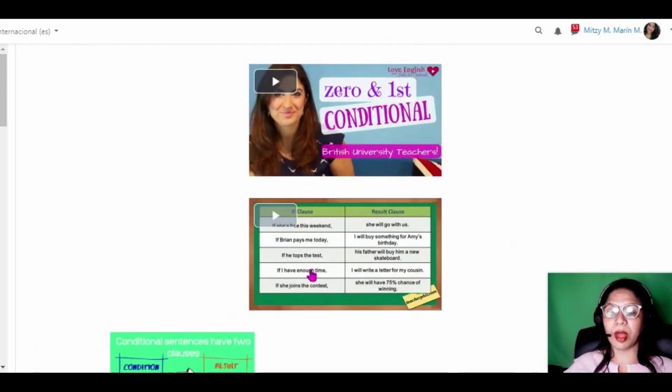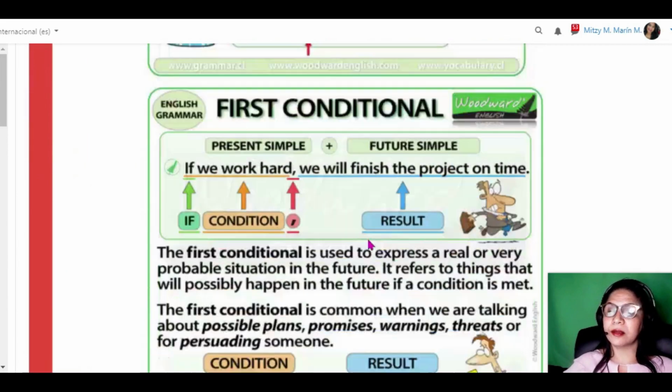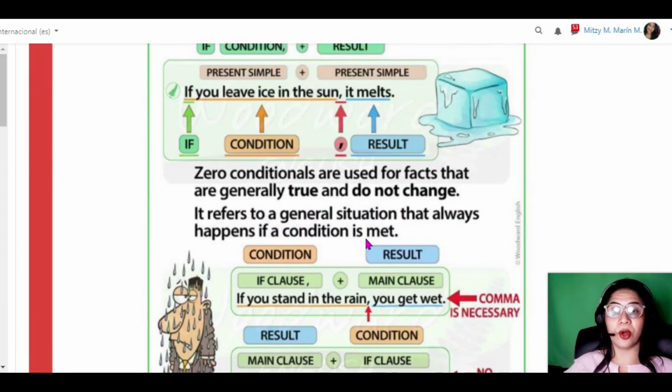Okay, this is the grammar for this week. Check, study, and be ready to solve the practices related to that.